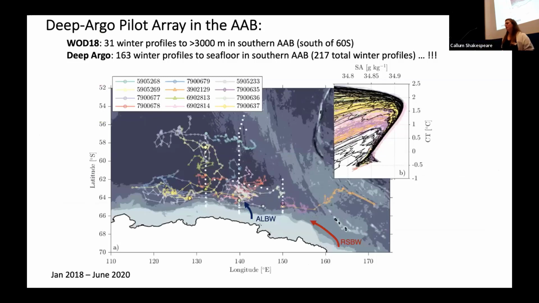And so in just the first 2.5 years of this pilot array in the area, we had over 5 times the number of winter profiles that existed in the World Ocean database. So that's every profile taken from the 1960s to 2018, was 5 times more just in those 2.5 years. So the amount of data that's coming out of this data set is very exciting, and to be able to get year-round full depth profiles is pretty awesome for that region.